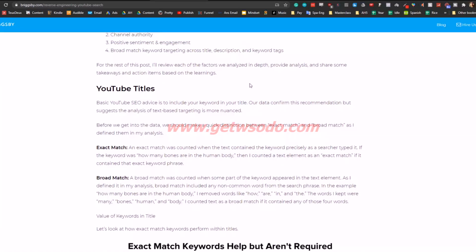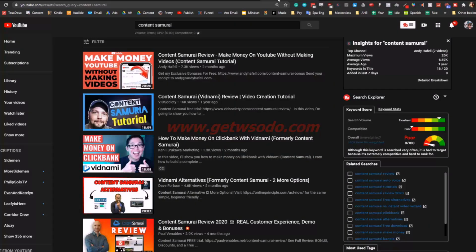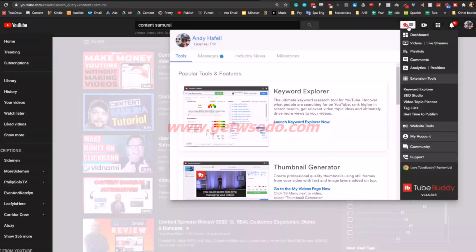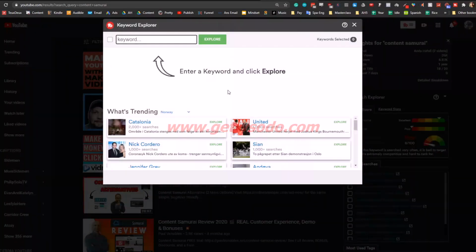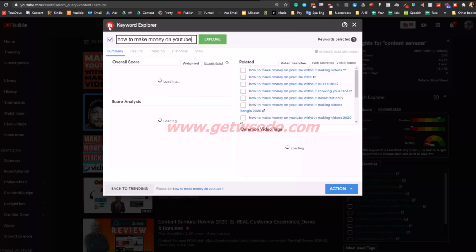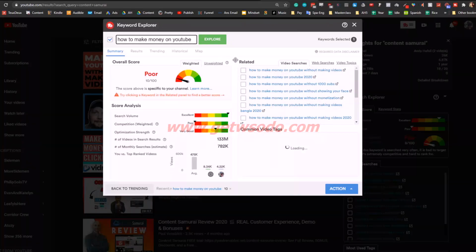But I wanted to go back and show you how to find a keyword that you can try and rank for. So if you have a smaller channel or a bigger channel, you can do this. And this is by far not the best keyword research method, but this is what I do when I try to rank for specific keywords. So for example, we can go with how to make money on YouTube, and we can go explore. Now I'm using the tool called TubeBuddy, TubeBuddy.com.